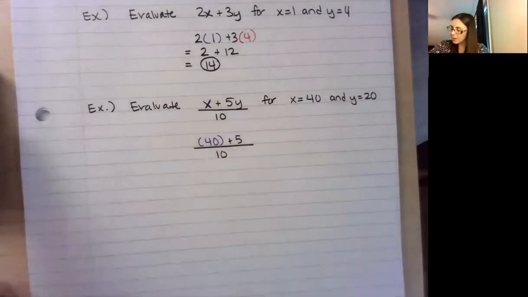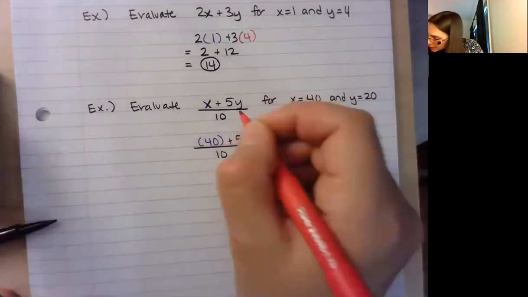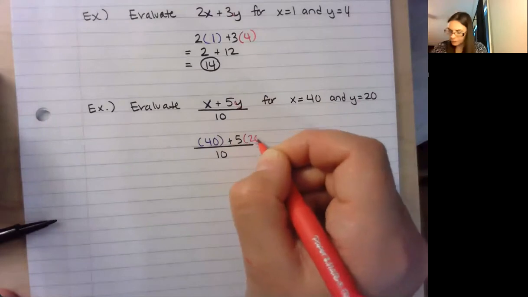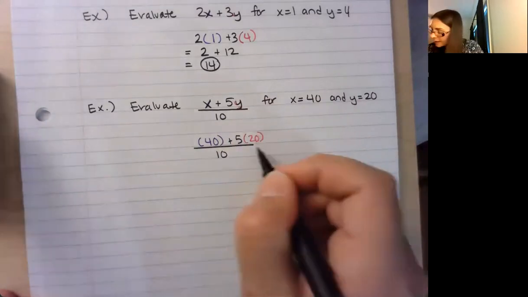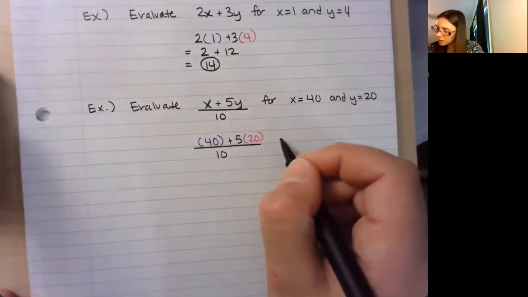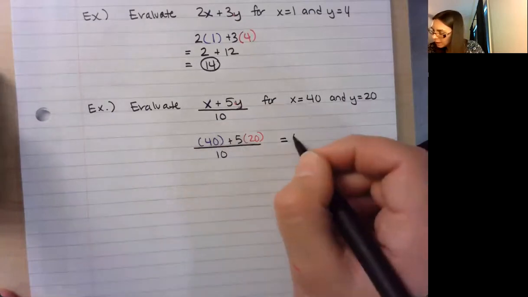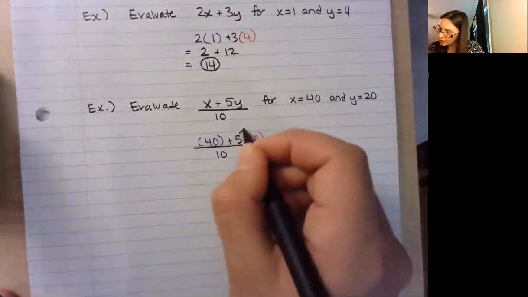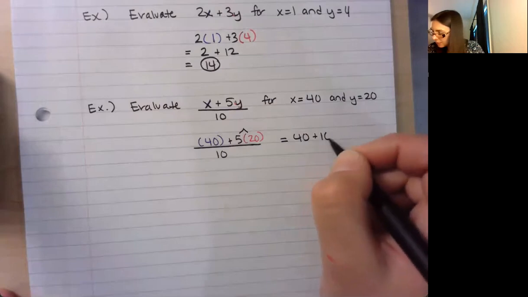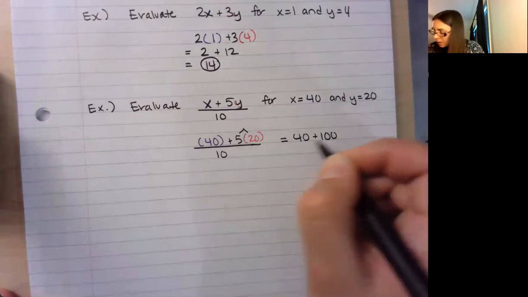And then when I replace my y, I'm going to replace it with 20. Now I am going to simplify using my order of operations. So here I just have a 40, and here I'm going to do my multiplication first. 5 times 20 is 100. 40 plus 100 is 140.